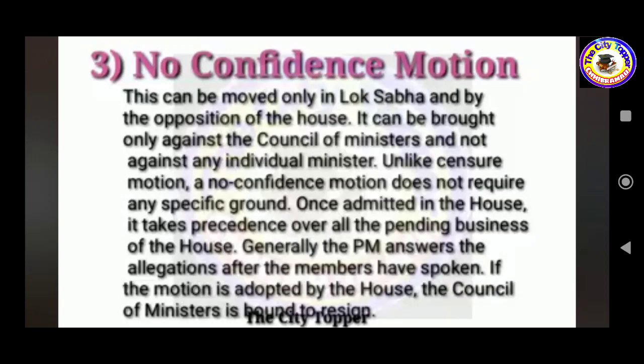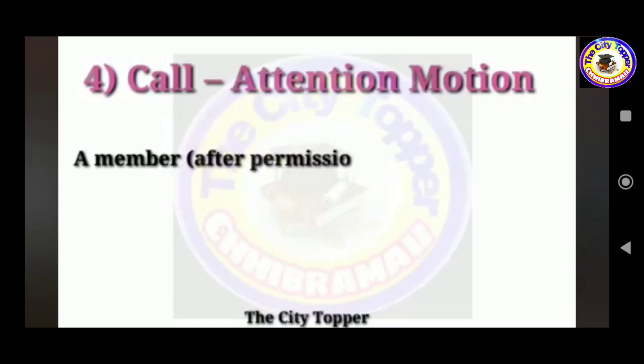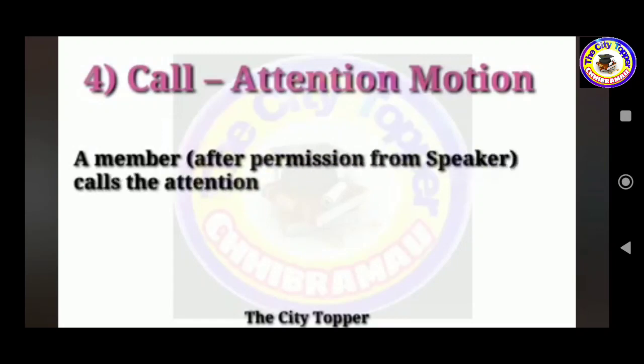Generally, the Prime Minister answers the allegations after the members have spoken. If the motion is adopted by the House, the Council of Ministers is bound to resign. The motion needs the support of 50 members to be admitted. And the next turn is for the call attention motion.